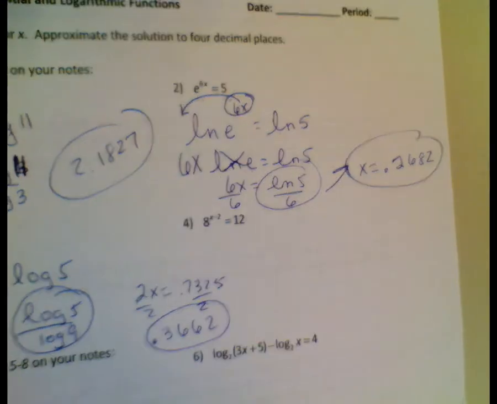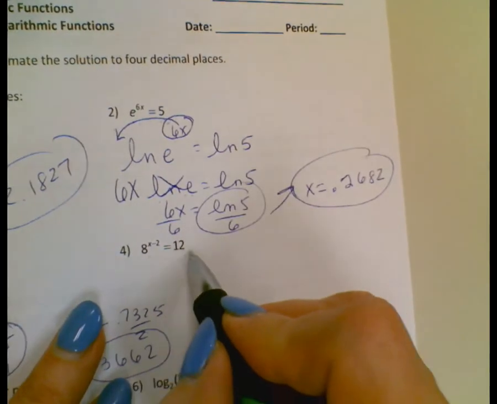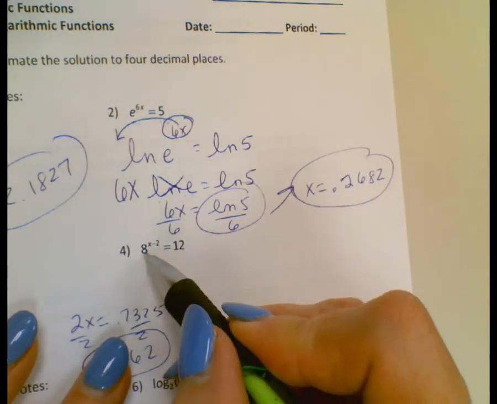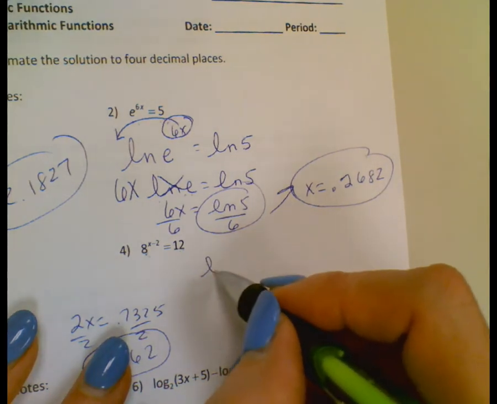If you want to do these on the calculator, be my guest. It's the same answer. Can I get 8 and 12 in the same base? I don't think so. I think 8 can be 2 cubed, but 12 is nothing. So we're going to take the log of each side again.